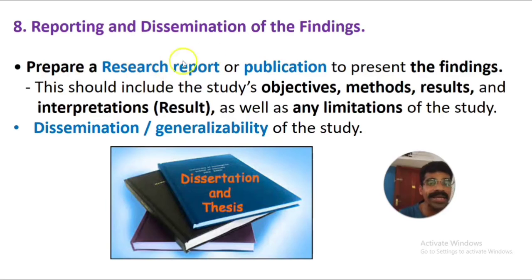Okay, so prepare a research report based on our study, okay, or publication of the result or findings of the research to present the findings to the public. This should include the study's objectives, methods of study, type of design used, okay, method of data collection, even result and interpretation we made, the final findings, as well as any limitation to conduct the further study. Okay, then dissemination or generalizability of the study. That is nothing but informing the public about the result of the study. That is dissemination and generalization of the study.